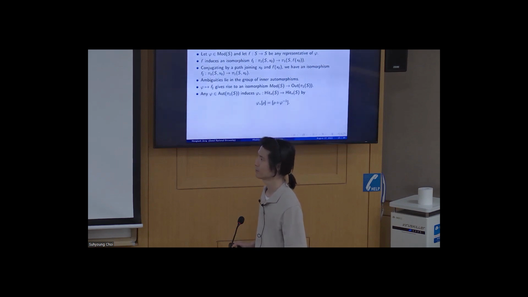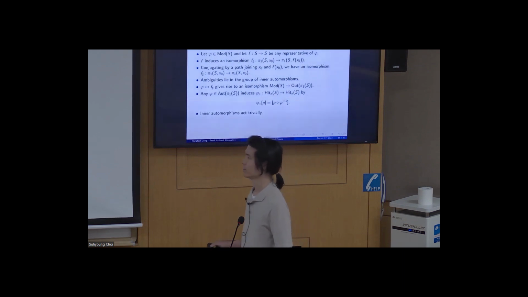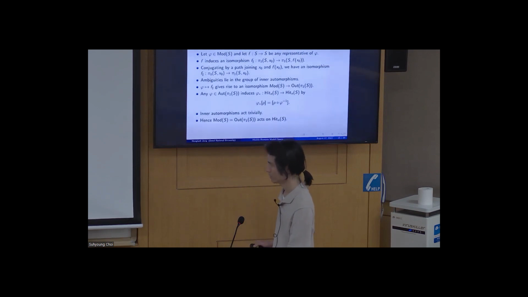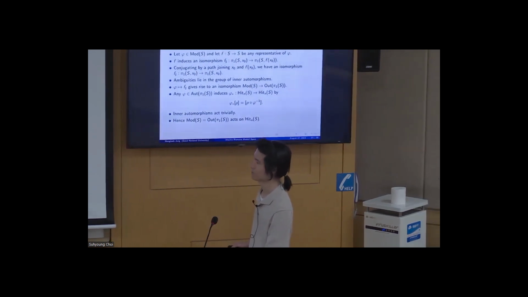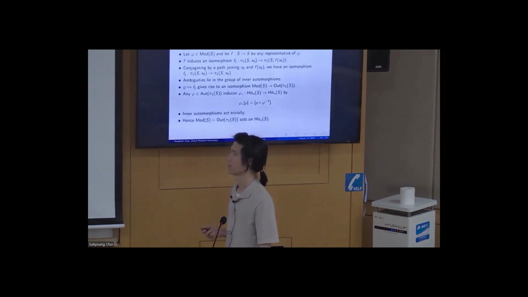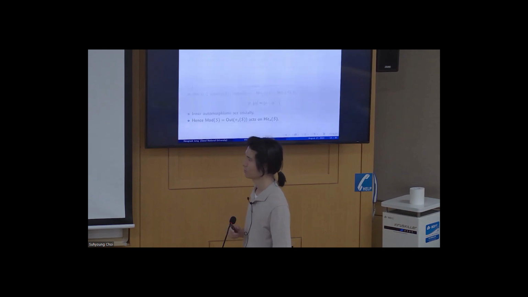Moreover, if you are given an automorphism of your fundamental group, it induces a map on the Hitchin component as follows. We just pre-compose our representation with the inverse and take the conjugacy class. And you can see that an inner automorphism acts trivially. So we have a well-defined action of the outer automorphism group on the Hitchin component, and because the outer automorphism group is identical with the mapping class group, we have an action of the mapping class group on the Hitchin component. That's what I mean by the action of the mapping class group on the Hitchin component.